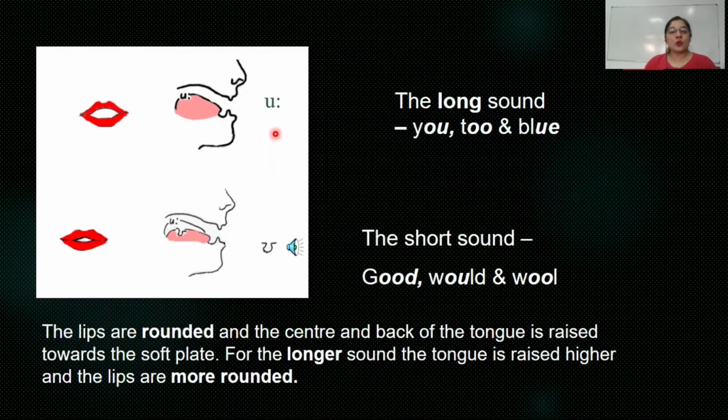This is a long "oo", right? The long sound, in words like you, to, blue. This is a short sound: good, cook, wood, wool. The lips are rounded, and the center and back of the tongue is raised towards the soft palate. So here the back of the tongue is involved. For the longer sound, the tongue is raised higher and the lips are rounded.